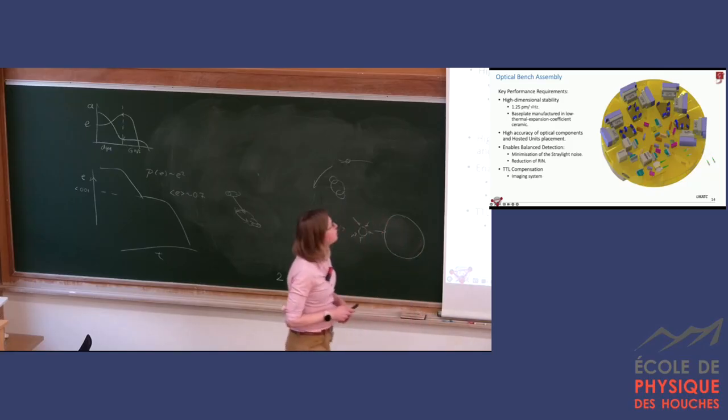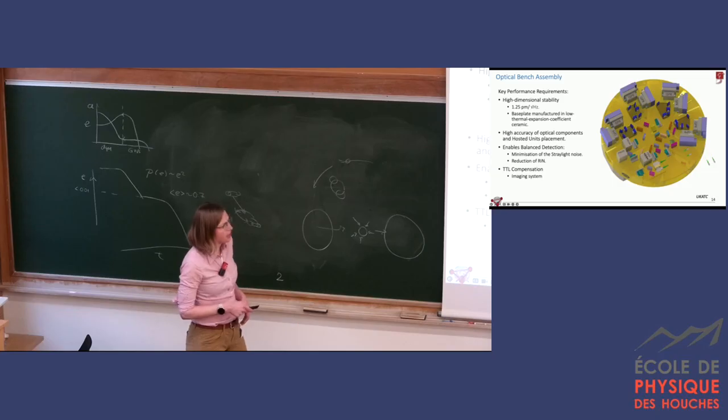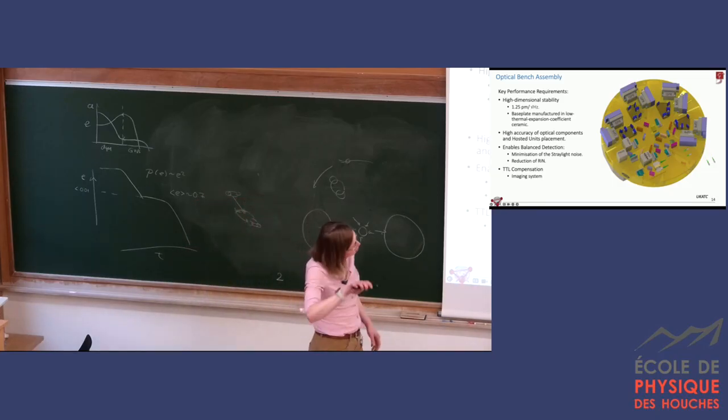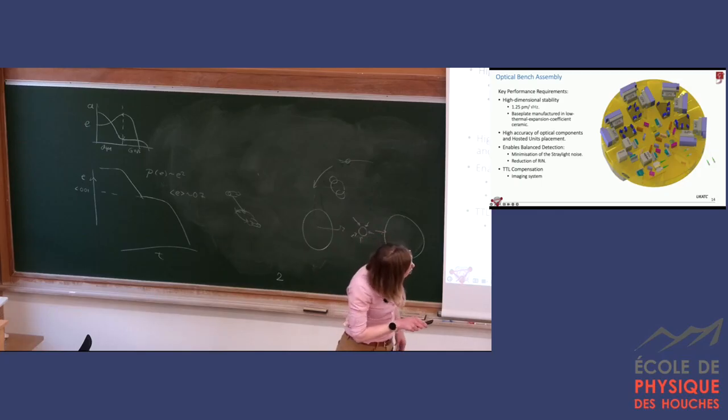Here is the B side of the optical bench. So now we're looking at the other side. The TX beam comes from the other side and pops out somewhere here.